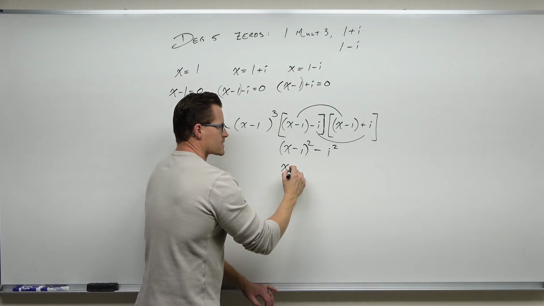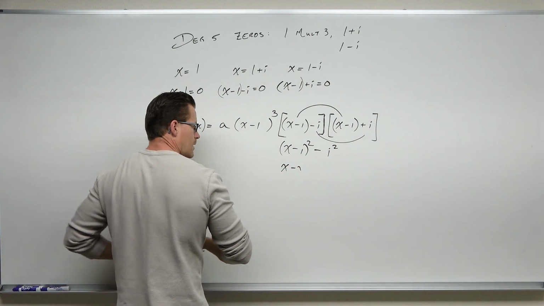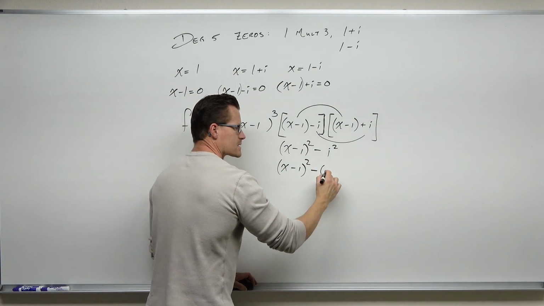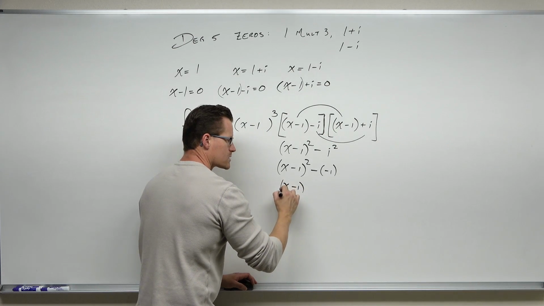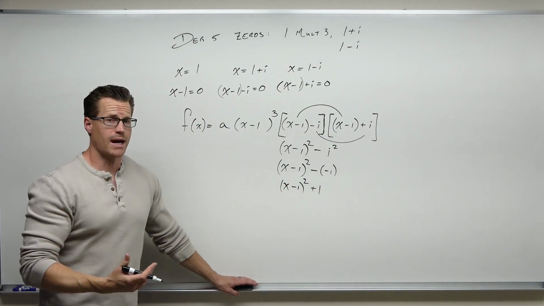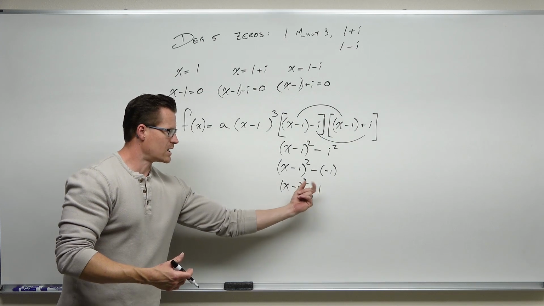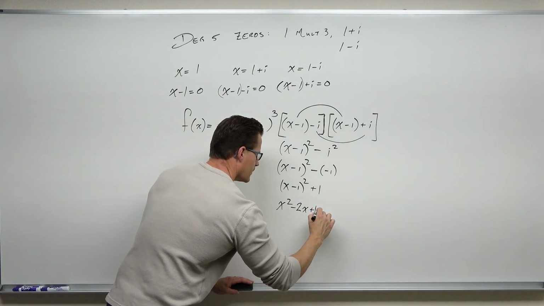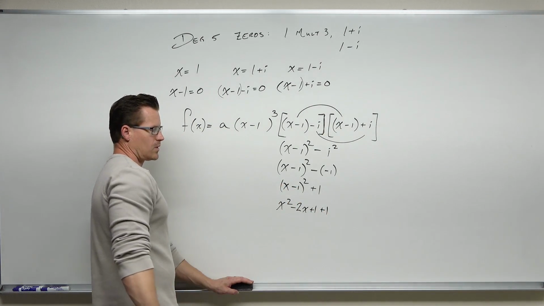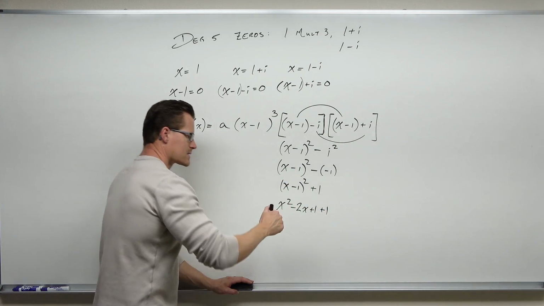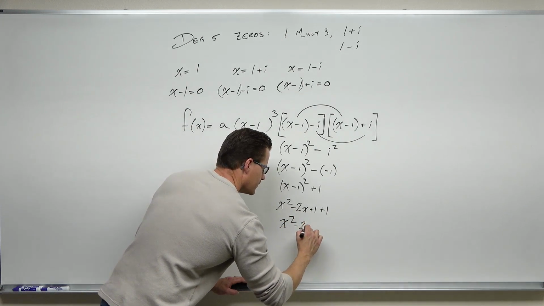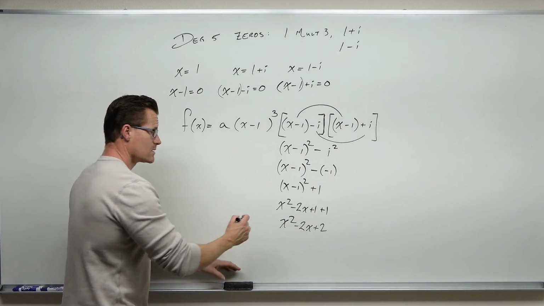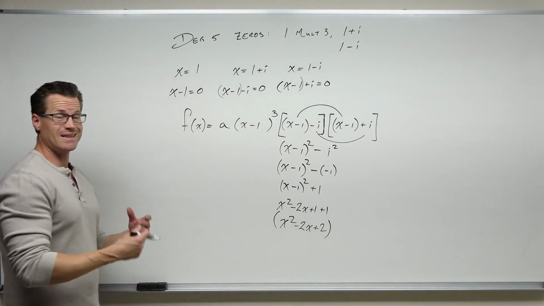So we are going to get x minus 1 squared minus -1, or x minus 1 squared plus 1. That's really what we have. When we distribute this and combine it with plus 1, we get x squared minus 2x plus 1, and that's going to give us x squared minus 2x plus 2. That's going to be our irreducible quadratic factor at the end of our problem.